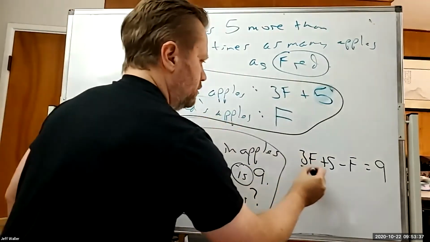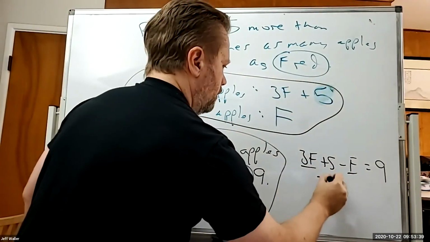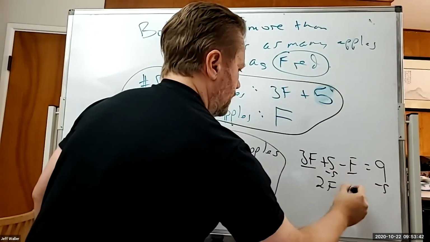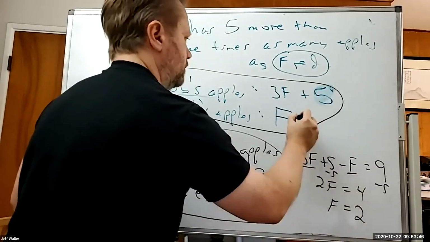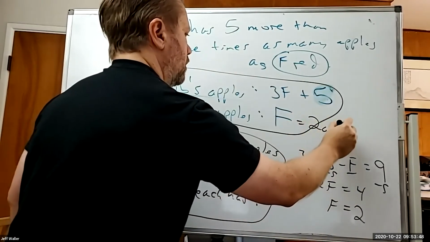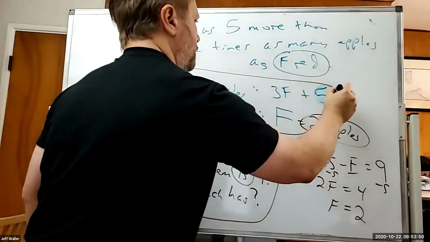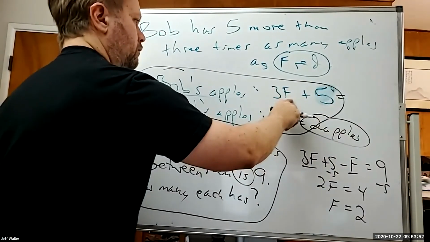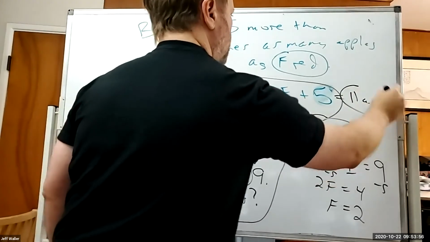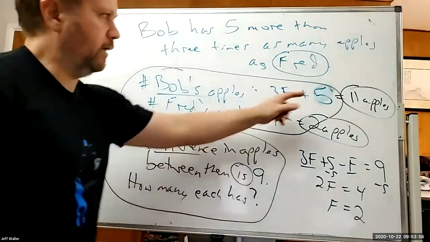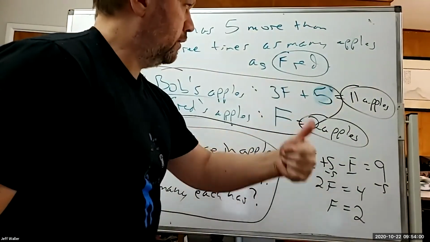So then I would get 2F. I can subtract 5 from both sides. So Fred has 2 apples. Then Bob would have 3 times 2 is 6 plus 5 is 11 apples. And to check it, 11 minus 2 is 9. Sweet.